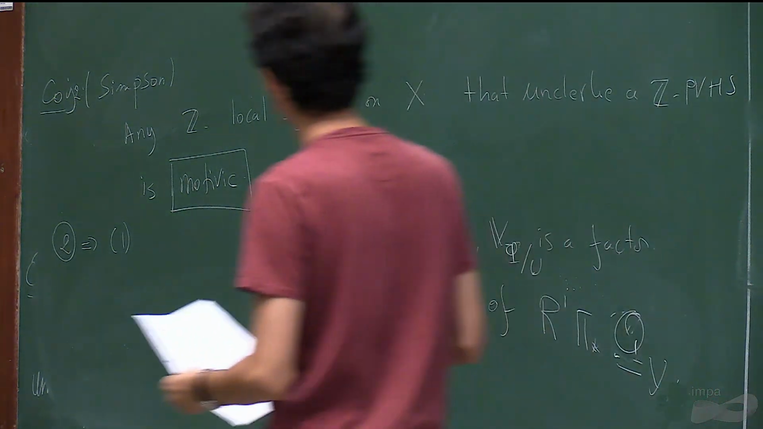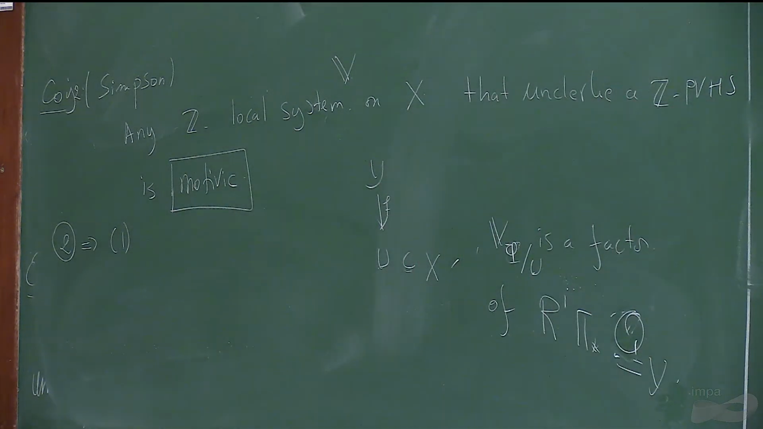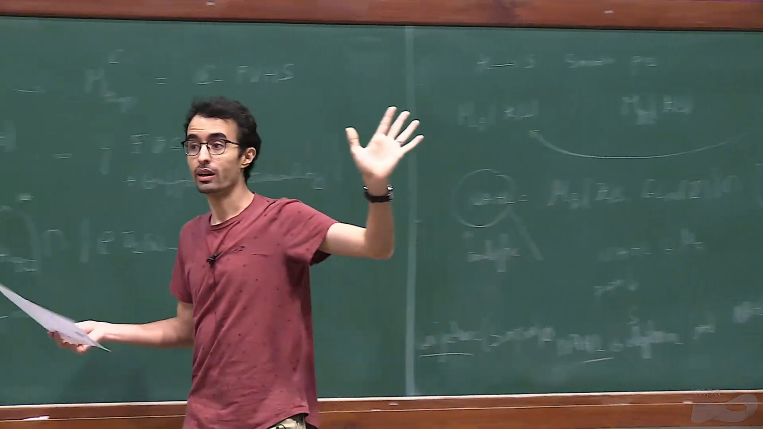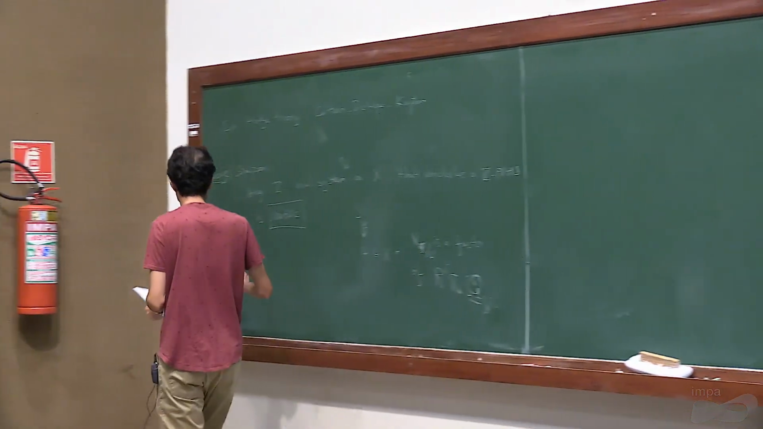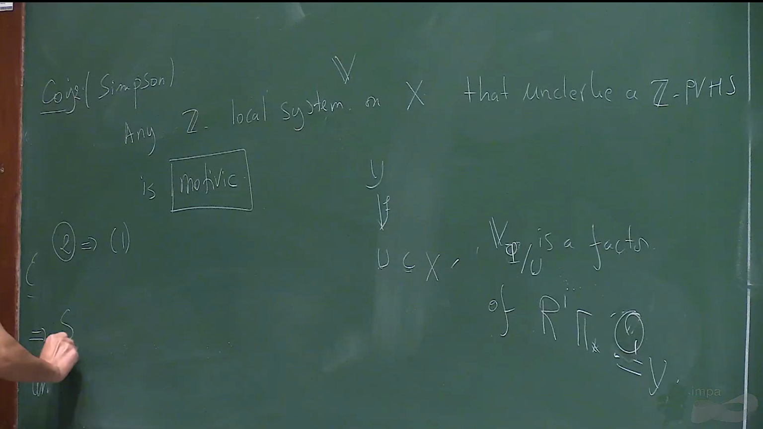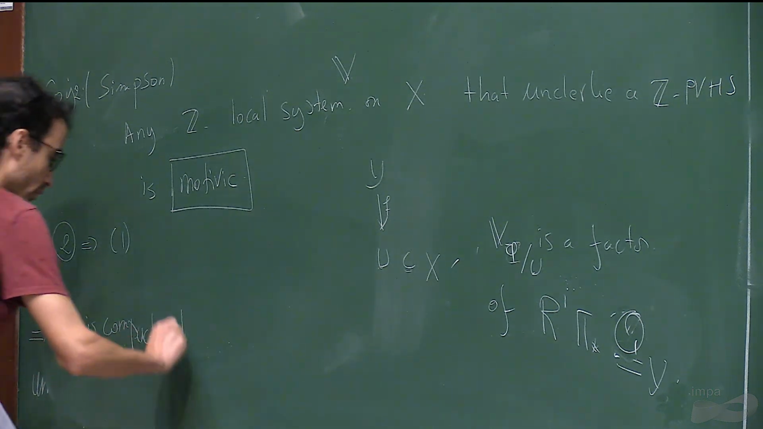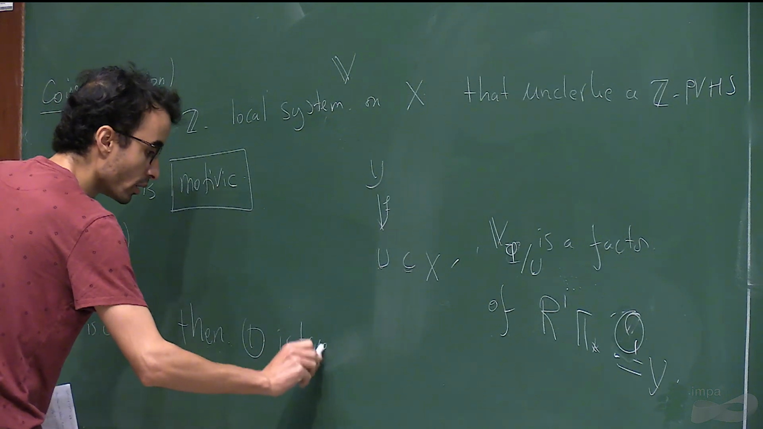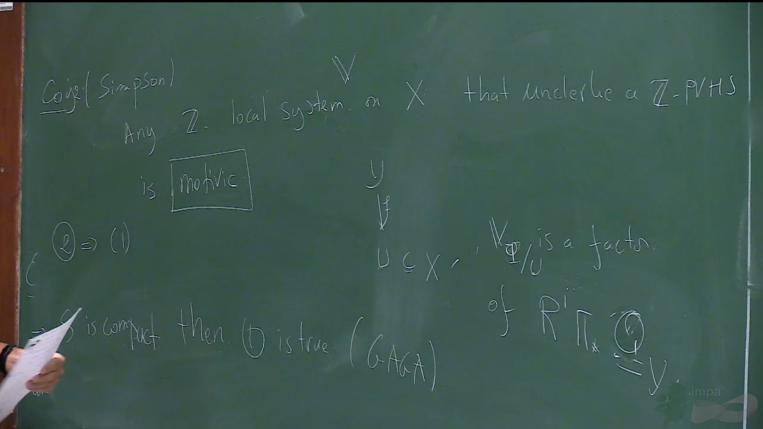And one last comment is that, of course, as in Cattani, Deligne and Kaplan, when the base S is compact, then this is just Gaga's theorem, and there is actually nothing to prove. So this is also something that happens in usual Hodge theory. So when S is compact, then 1 is true. And this is basically just Gaga.